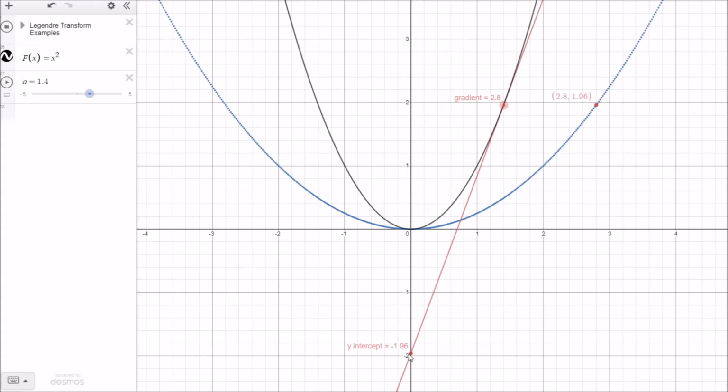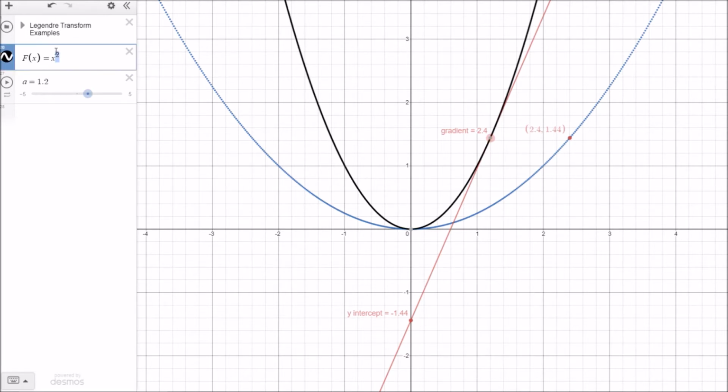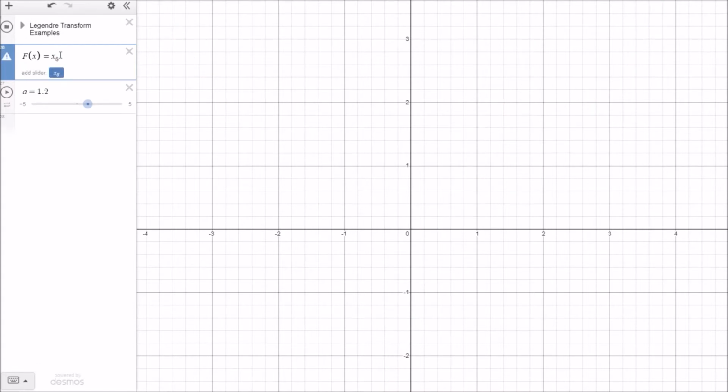Now in this example here, it's not a particularly good example because for f of x is equal to x squared, the height here is always going to be the same as the Legendre transform height. So if I move this up and down, you'll see that the gradient and the y-intercept, the y-intercept there is always going to be this value and the equal distance from here to here is from here to here. Okay, so what we'll do is we'll change this to something else. So let's say we change it to x to the power of 8. Okay, so it's x to the 8.